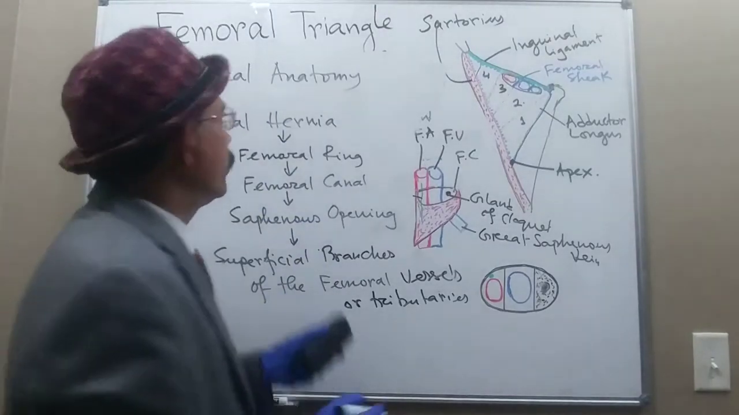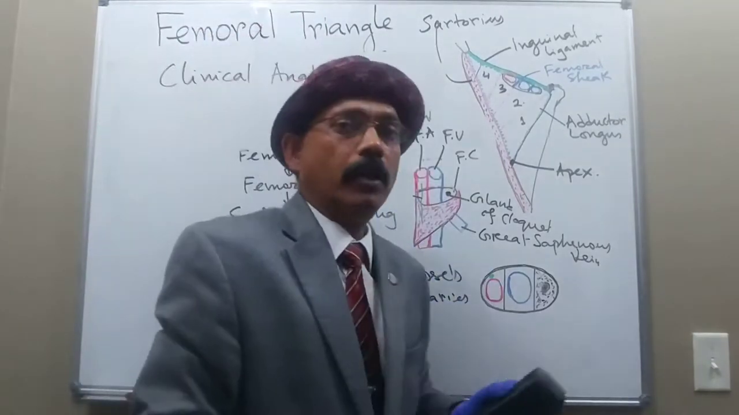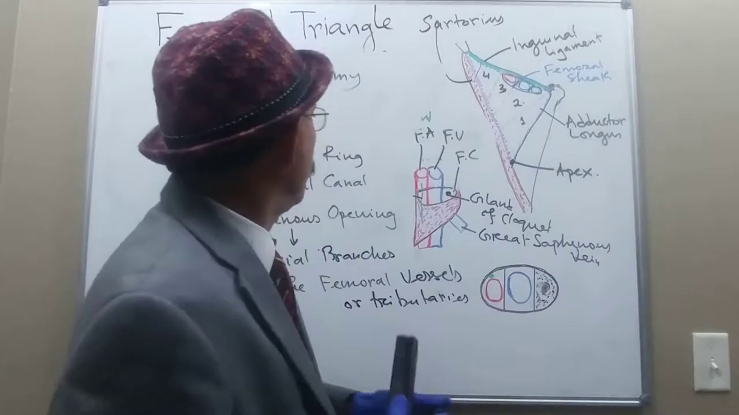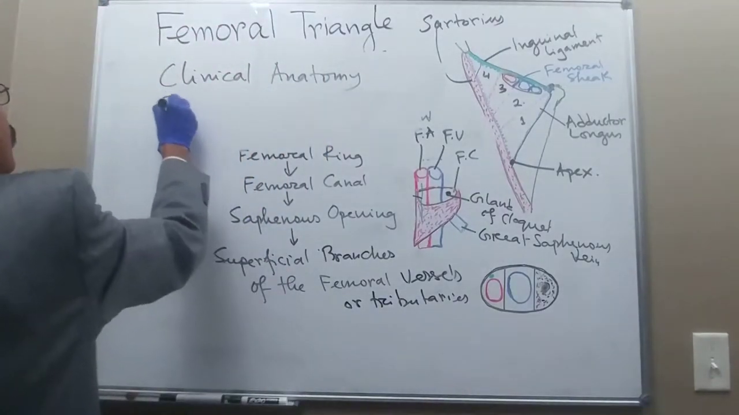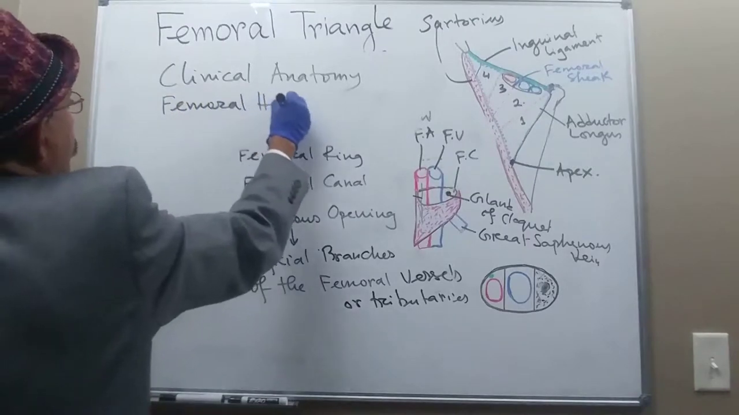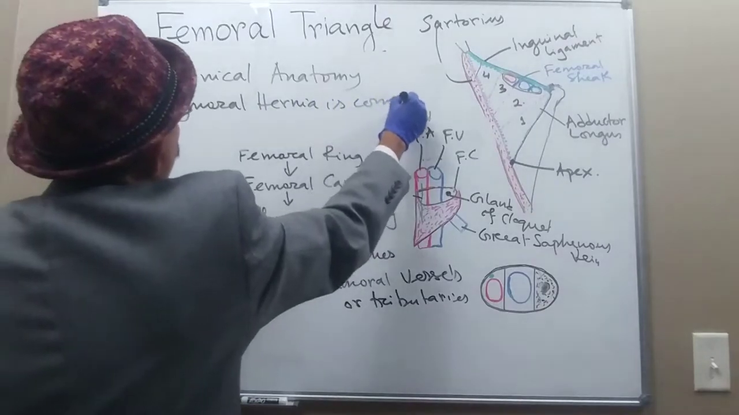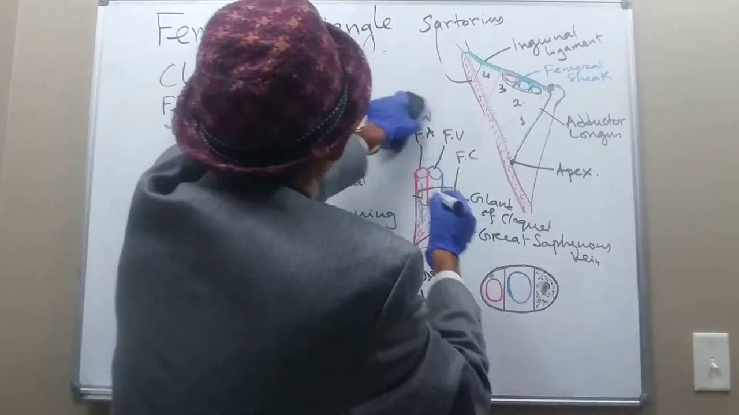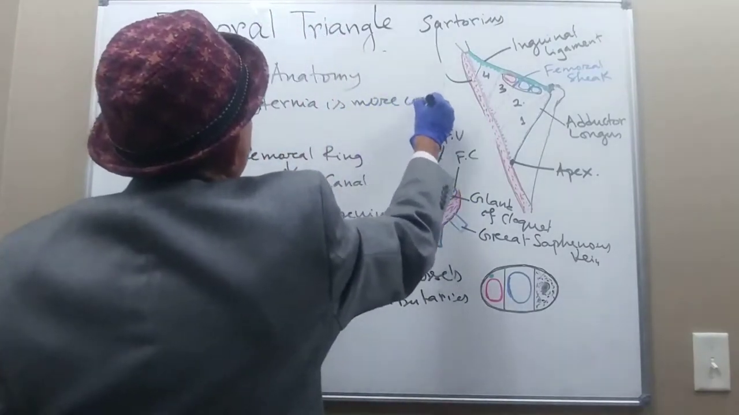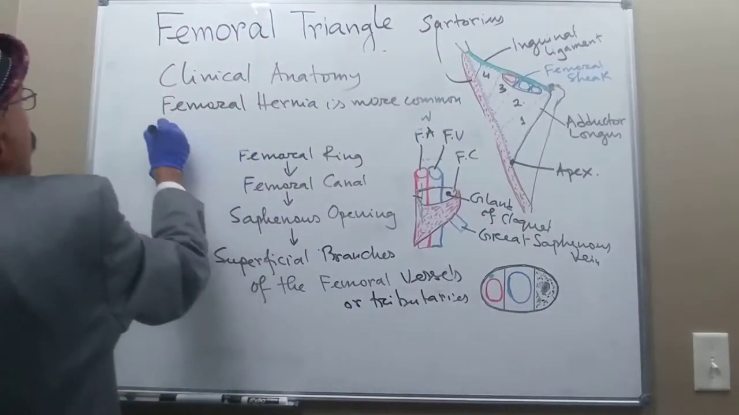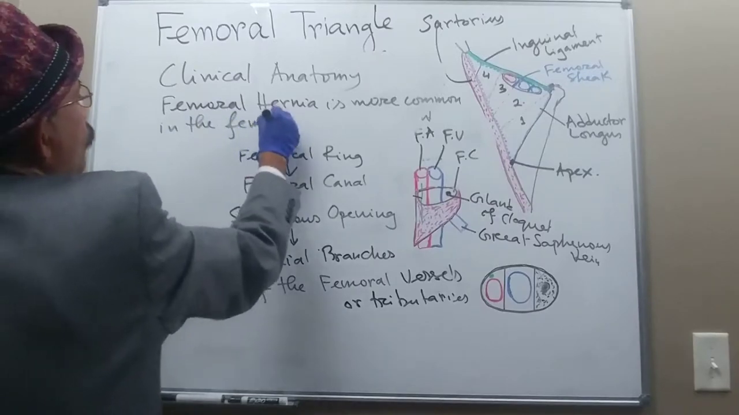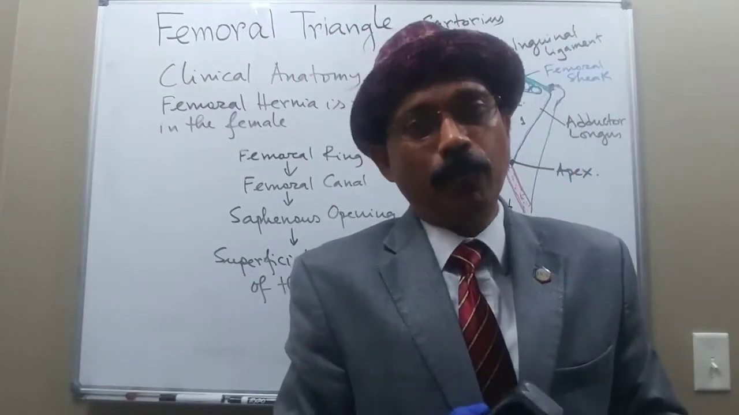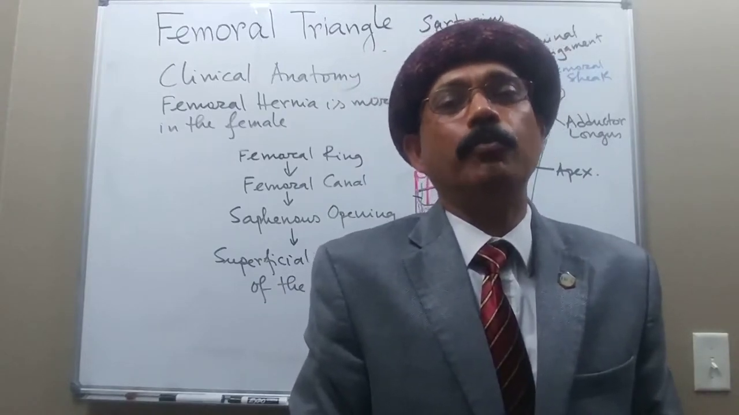Then we have to know that the femoral artery and femoral vein are utilized by the vascular surgeon for catheterization if required. And we have to know that femoral hernia is more common in females. Why is it so common in females? The idea is that the female pelvis is wide and the femoral artery is comparatively smaller. So there is a chance of herniation; femoral hernia is more common in females.